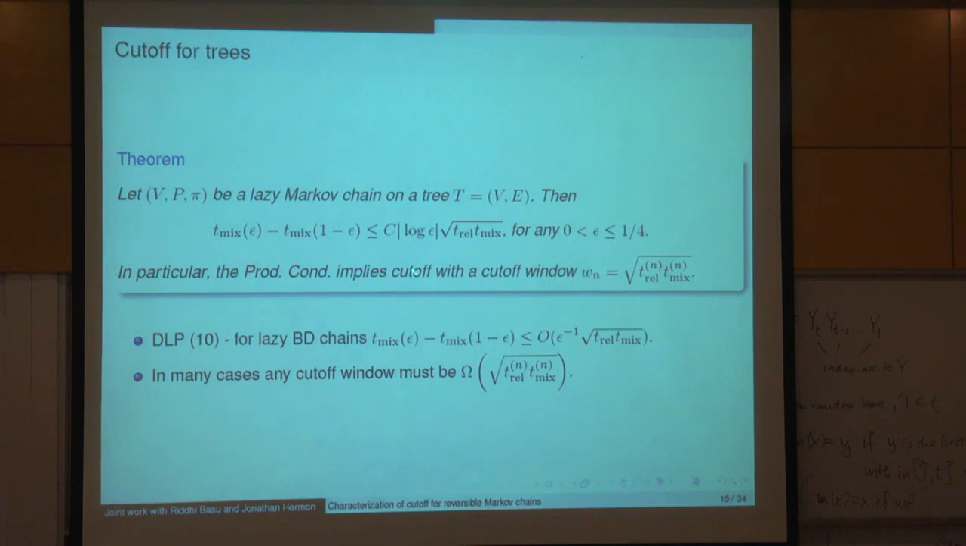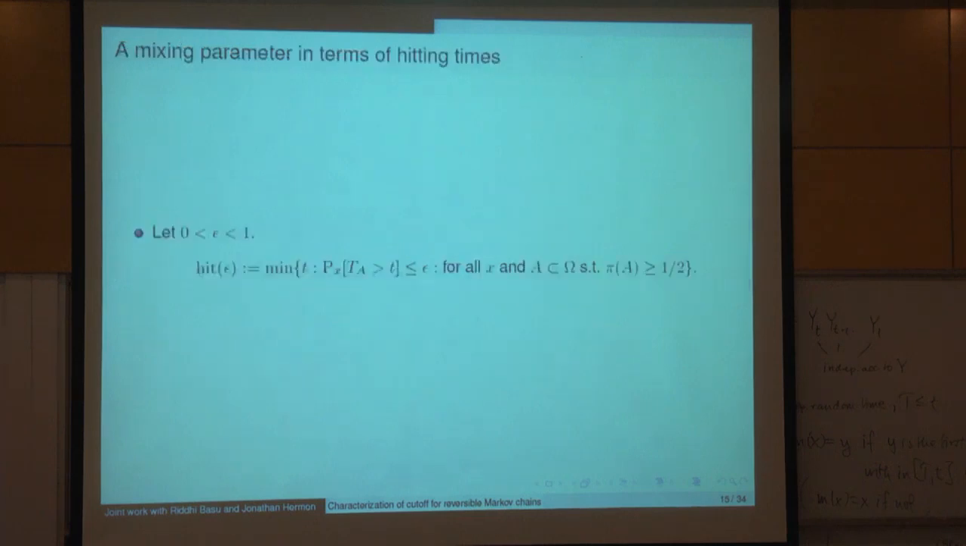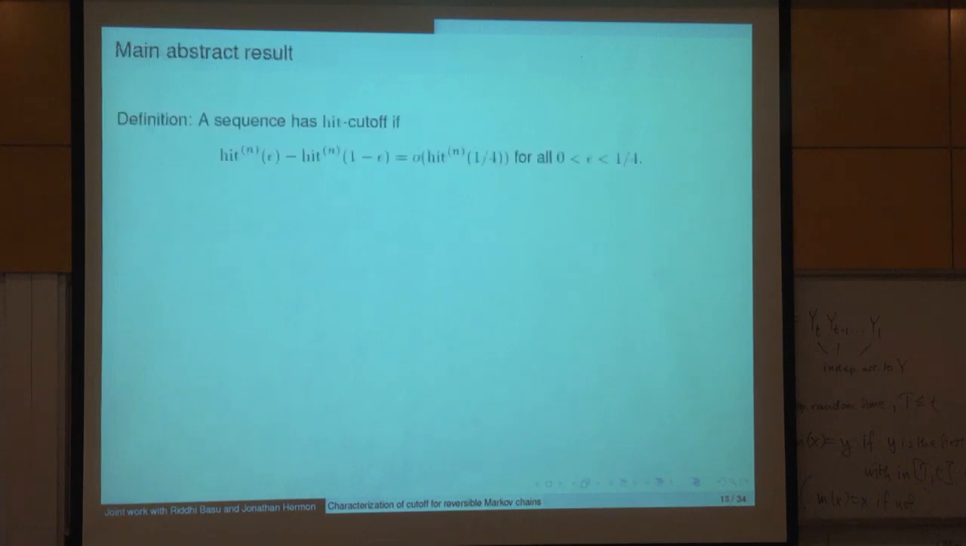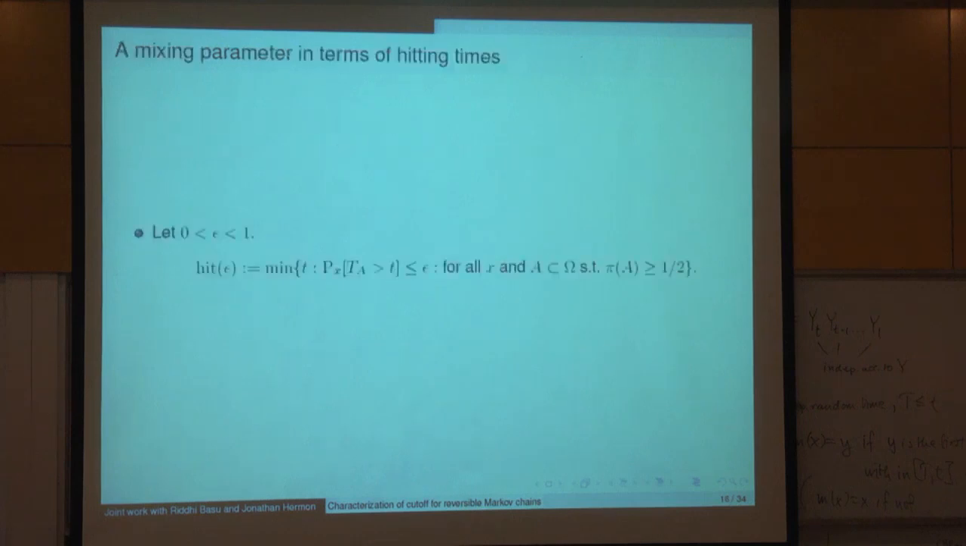And this, even for the case of birth and death chains, improves the result in the earlier papers in terms of the dependence on epsilon. So the key to this proof, which I won't be able to give you all the details of, I want to give some idea and relate it to this Stein-Star inequality.